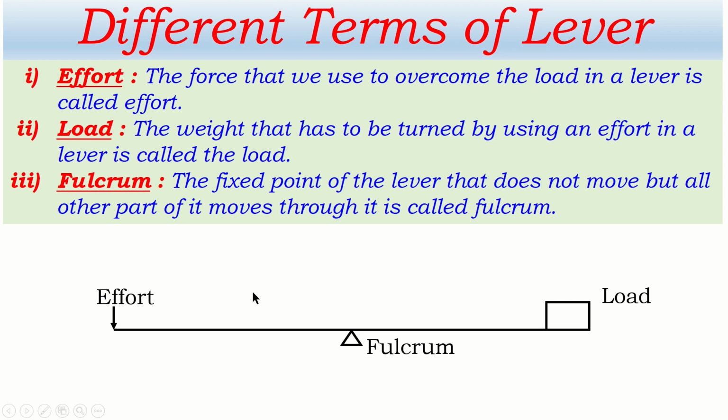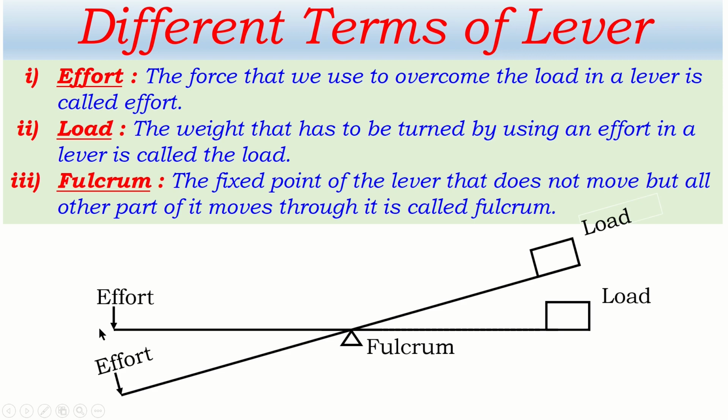Now if we apply force at this place, then the lever will turn like this, and this fulcrum doesn't move, but all the remaining part of the lever is moved from its original position to a certain distance. Here the load is raised to a longer distance, effort is applied to a longer distance, and this point of the lever turned to this point. This way all the parts actually move, but fulcrum doesn't move.